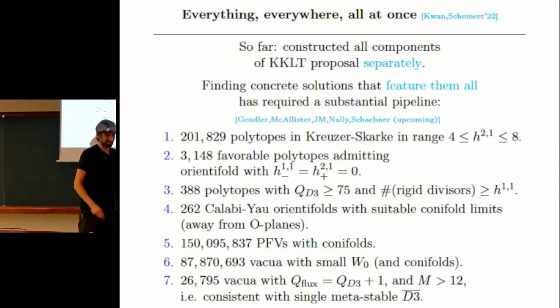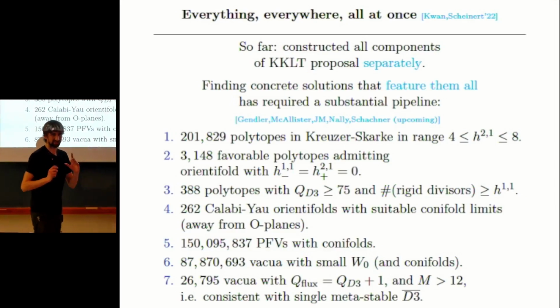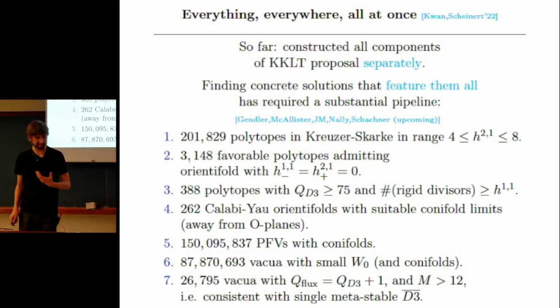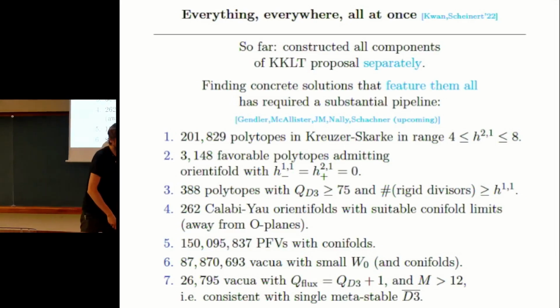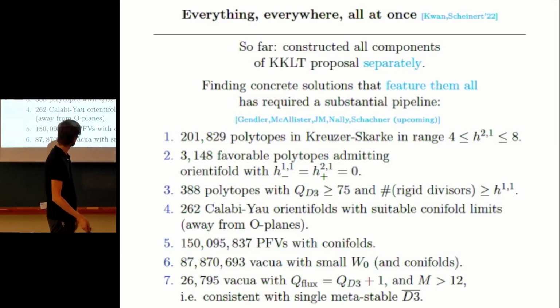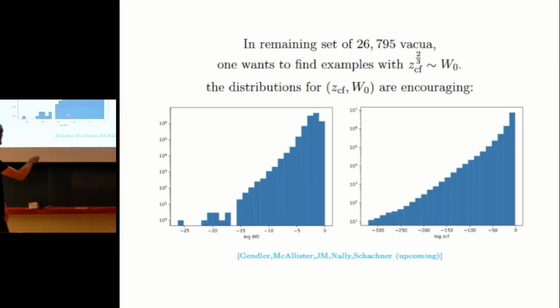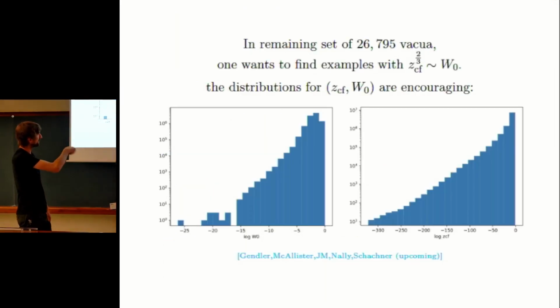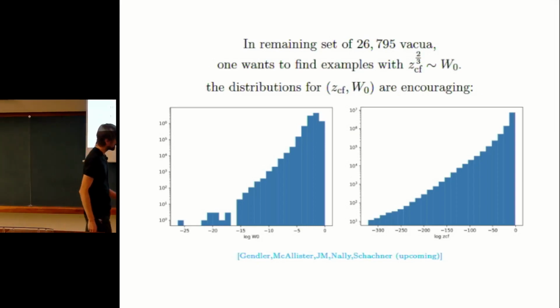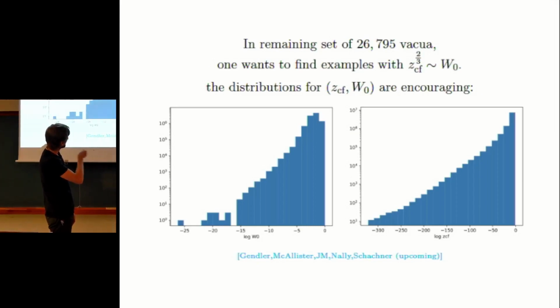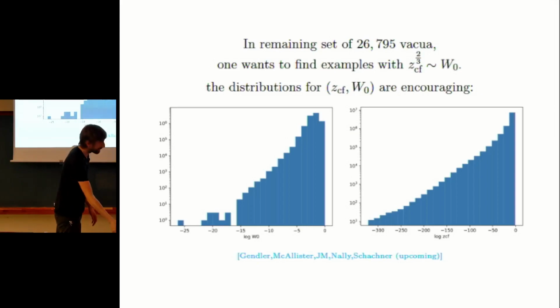And I have 1 minute left. And with a flux number M of the KS solution bigger than 12, so it's consistent with a single metastable anti-D3 brane. And here are statistics for W0 and conifold Z, and you see that finding appropriately aligned values is merely a matter of statistics.